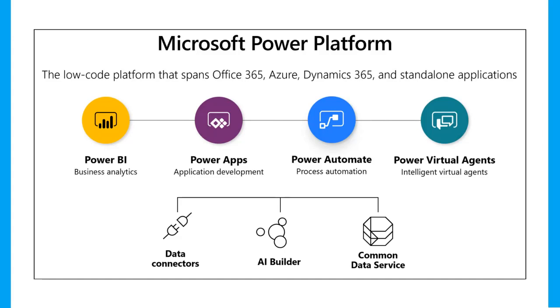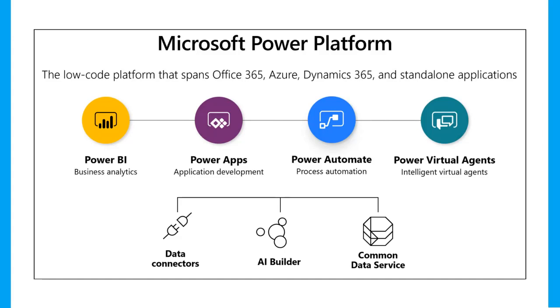So if there are certain tasks, like a booking or something like that, that you want to automate, the Power Virtual Agent can take that from a conversation with either an employee internally or a customer or supplier externally, and then automate a task based on that.